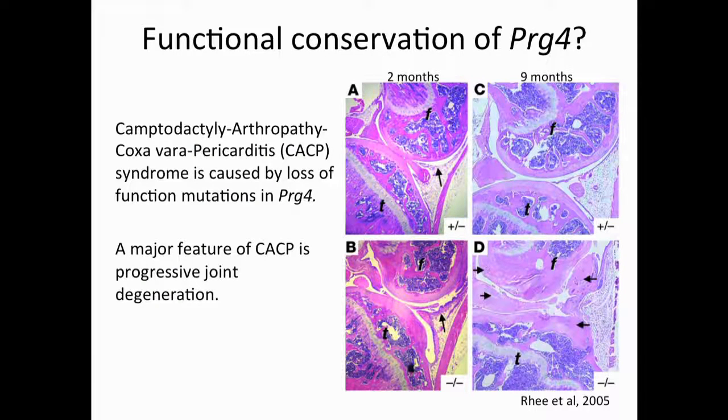So what we know about PRG4 function comes from human patients and mouse mutants. In human patients with loss-of-function mutations of PRG4, they have this syndrome, camptodactyly arthropathy coxa vara pericarditis, or CACP. And a major feature of CACP is progressive joint deterioration. And when you model this in mice, what you can see is that the mouse knee joint at 2 months in a PRG4 mutant is comparable to wild type, but by 9 months, you have progressive joint deterioration.